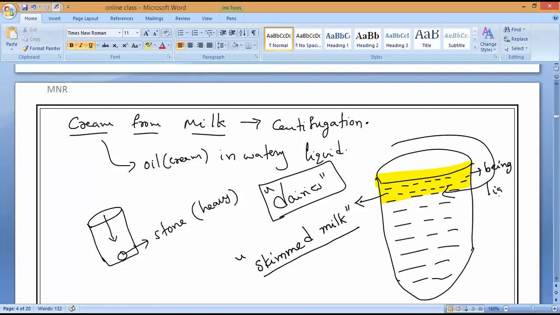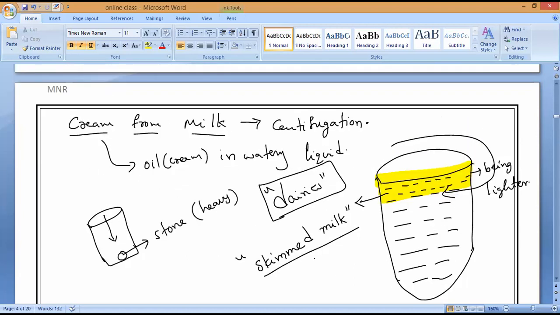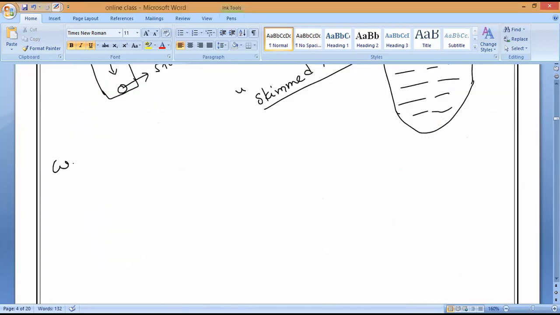Do you understand, Reddy? Kaushik? Everyone? So this is the process used. Centrifugation is the method used to separate suspended particles from a liquid. You can also see real life applications. Centrifugation is also used in washing machines. Can you tell me how it is used in washing machines? Yes, anybody?